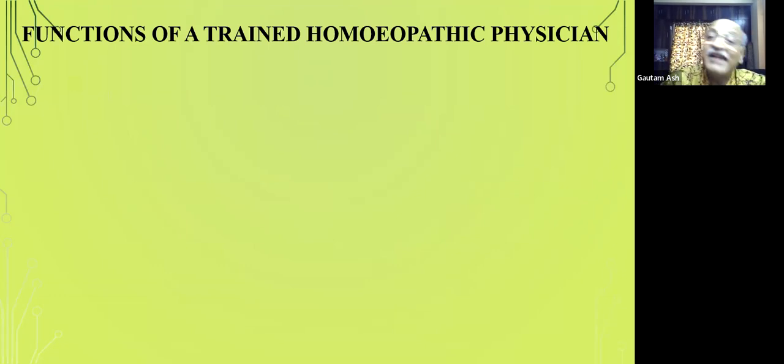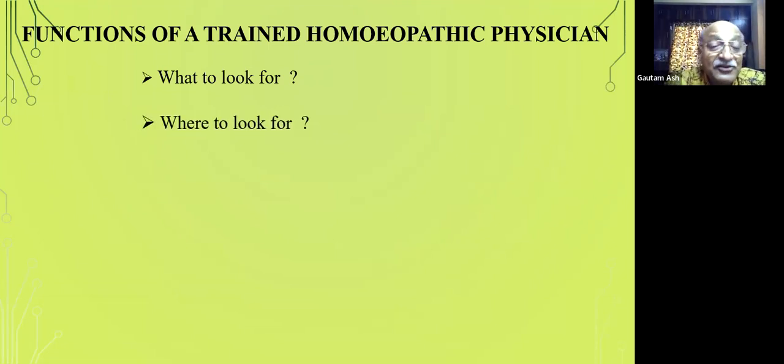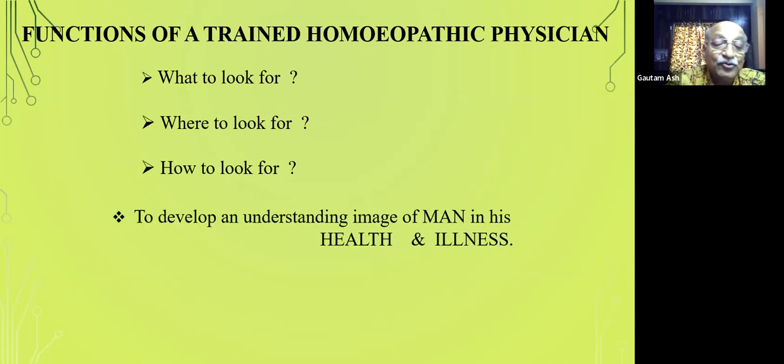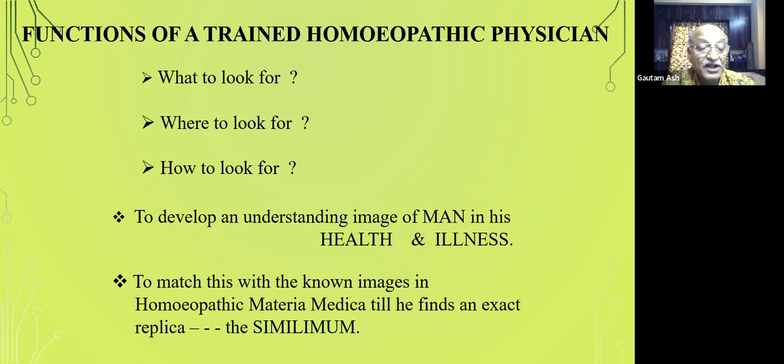Therefore, what are the functions of a trained homeopathic physician in treating any disease? Number one, what to look for. Now I am summarizing the whole issue. What to look for, where to look for, how to look for, to develop an understanding image of man in his health and illness. What to look for? Case. Where to look for? Area. How to look for? By history taking, by investigation, by examination, everything. To develop an understanding image of man in his health and illness. Of course, we have to consider the environmental factors also. Now, to match this with the known images in the homeopathic materia medica till he finds an exact replica, the simillimum.